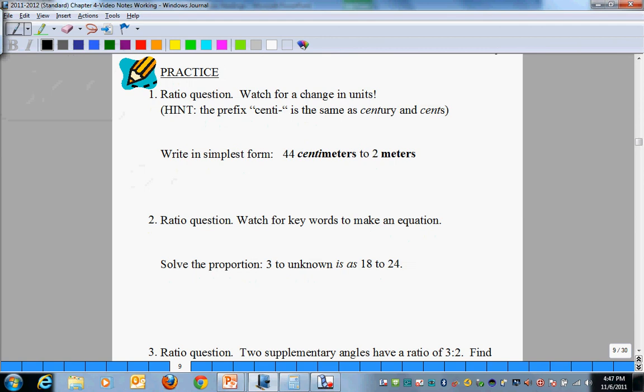Now we're going to have a practice here. We're going to start with 3 ratio questions. So we have here, we're going to write this ratio of 44 centimeters to 2 meters in simplest form. Let me tell you what this ratio is not. It is not 44 to 2, which would reduce to 22 to 1. Both of these, be very careful, are incorrect.